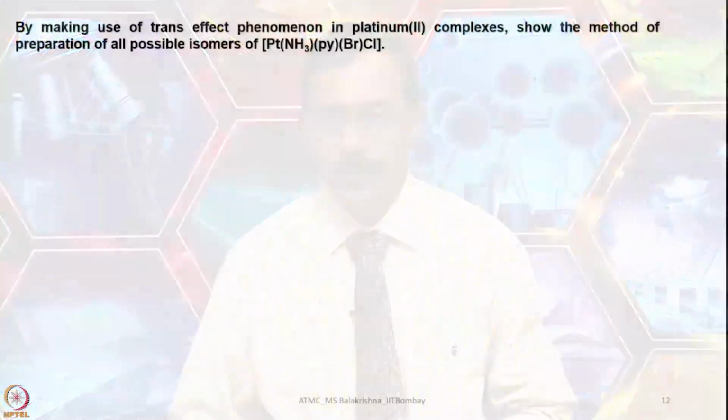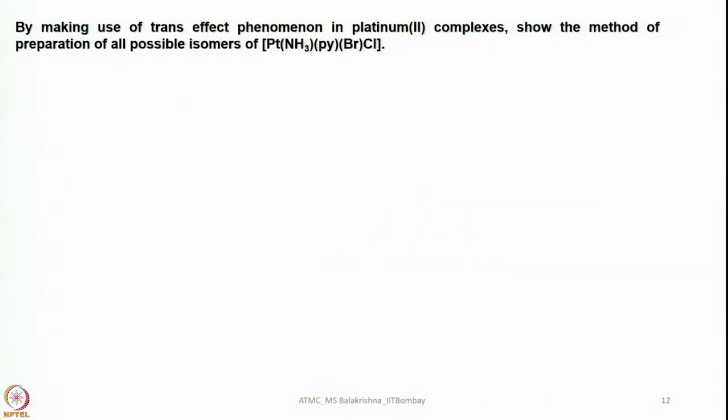So, now let us look into one more example to make you familiar with this substitution reaction and also preparing different isomers possible for a combination of different types of ligands. Earlier I showed you 4 different types of ligands on platinum that resulted in 3 isomers and how one can prepare the 3 isomers very comfortably without any problem. Now let us look into another similar problem, here by making use of the trans effect phenomenon in platinum 2 complexes.